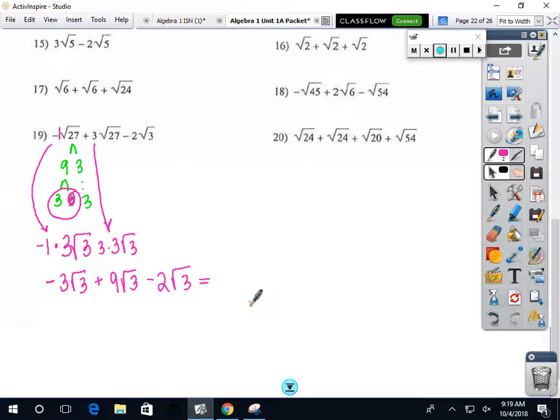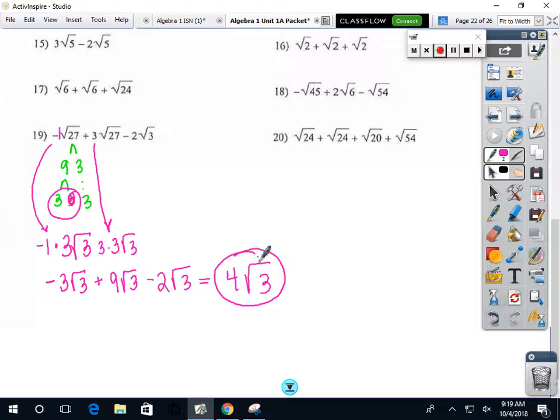Now they all are like radicals. They all have the same index of 2, and they all have the radicand of 3. So now you just combine the outside numbers, which are called the coefficients. -3 plus 9 is 6, and then -2 would make it 4.